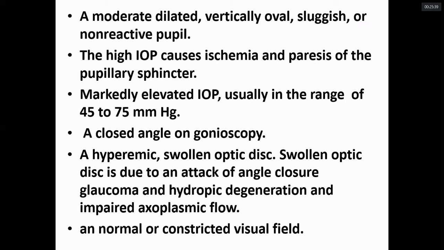Now come to the pupil. The high IOP causes ischemia and paresis of the pupillary sphincter. So there will be a mid-dilated pupil, and moderately elevated IOP, usually in the range of 45 to 75, and closed angle on gonioscopy. You cannot do gonioscopy at this stage because the media is hazy, the cornea is hazy, so you will not be able to see. But later on, 1 or 2 days after the corneal haziness subsides, you can go for gonioscopy. A hyperemic swollen optic disc.